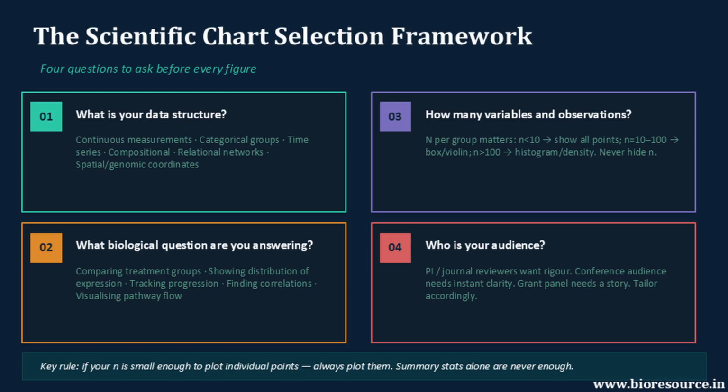Second, what biological question are you answering? Are you comparing treatment groups, showing a distribution, tracking progression, finding correlation, or visualizing flow? Third, how many observations do you have? If your sample size is small, show the individual points. If it is large, use box plots, violin plots, histograms, or density plots. And fourth, who is your audience? A journal reviewer wants rigor, a conference audience wants instant clarity, a grant panel wants a compelling story. The key rule is: if your sample size is small enough to plot the raw points, show them.